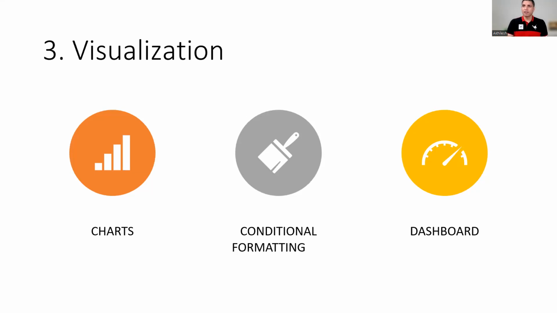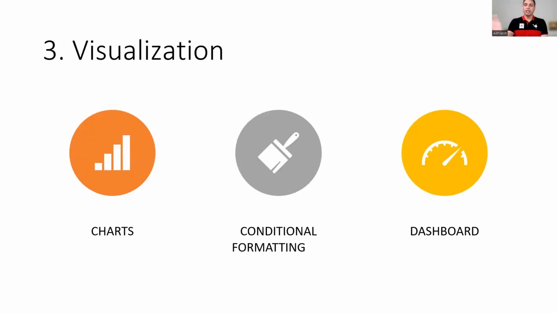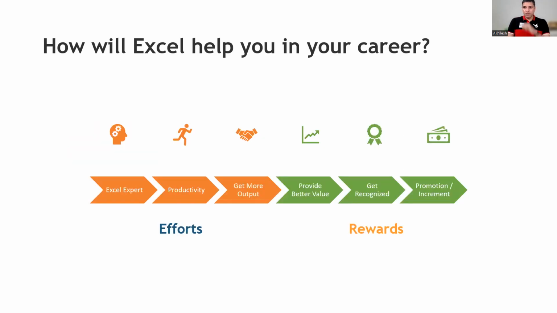So these three steps, shortcuts, tables, pivot tables, and formulas, will help you automate a lot of background work. And then on the representation side, you need to put it in visual form, and that will help you save a lot of time. All these three steps combined together can save you 80 to 90% of the time which you are currently spending doing the same work.